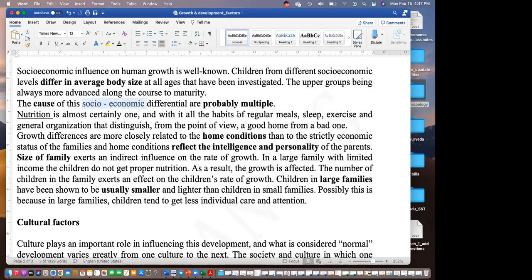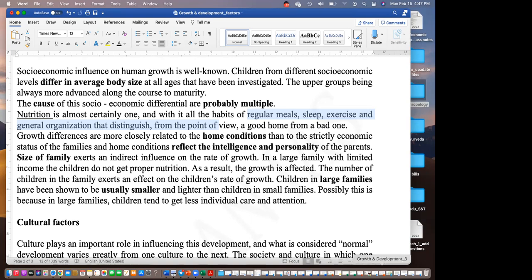So aspects like habits of having regular meals, regular sleep, exercise, general organization that distinguish a good home from a bad home, all these components can make a difference, and socioeconomic status can impact this, right? Whether they eat meals regularly or not, whether they sleep in a good environment or not, whether they exercise or not. So these aspects definitely can be impacted by the socioeconomic condition.